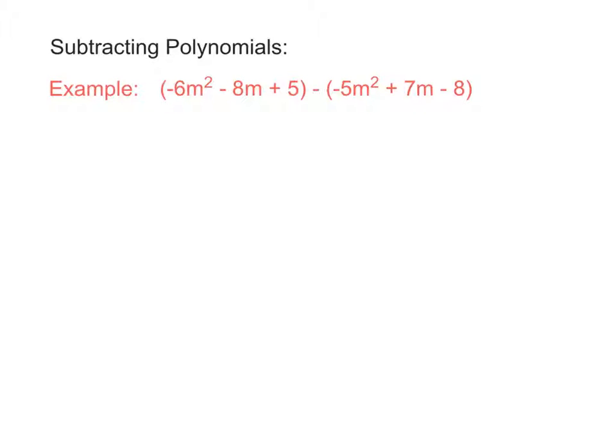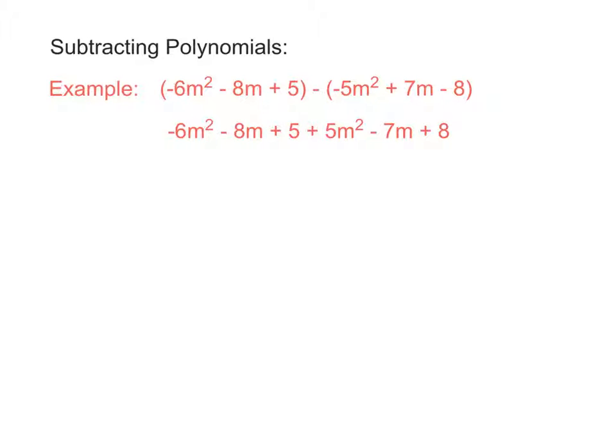So let's look at an example here. Let's say we've got the polynomial minus 6m squared minus 8m plus 5, and we're subtracting from that minus 5m squared plus 7m minus 8. Now the first thing we're going to do is go in and change the signs of the second polynomial, and then we will do it as an addition problem. So now we've got minus 6m squared minus 8m plus 5 plus 5m squared minus 7m plus 8.